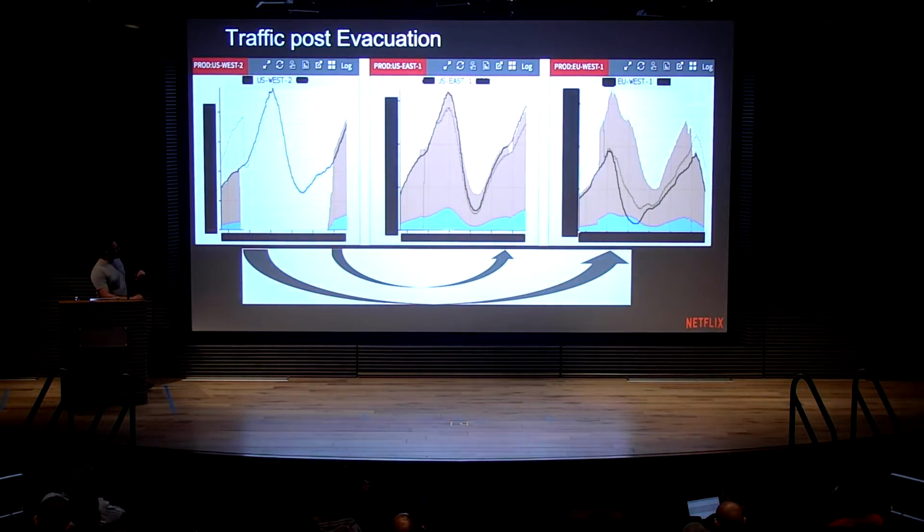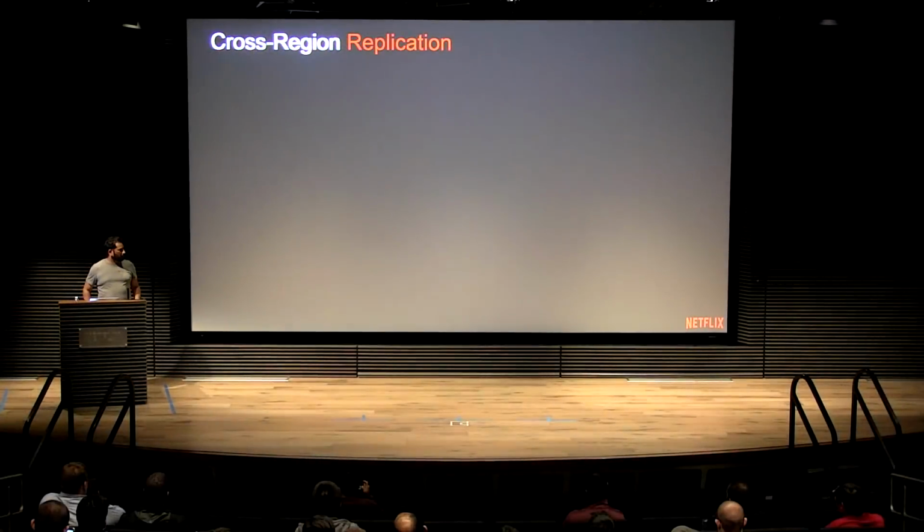Let's take a look at this. When we move the traffic from US West 2, part of the traffic goes to US East 1 and part of the traffic goes to EU West 1. So the users will be served from US East 1 or EU West 1, and they'll have a seamless experience because the data is already available. Now let's look at how we replicate.